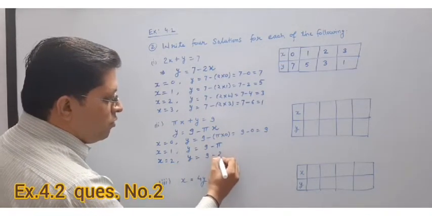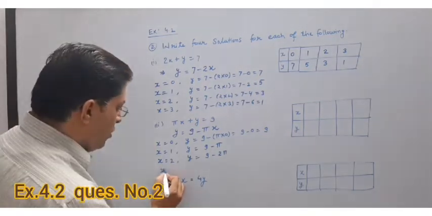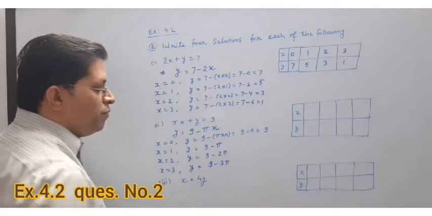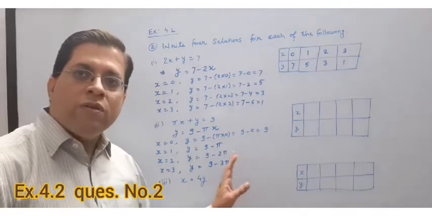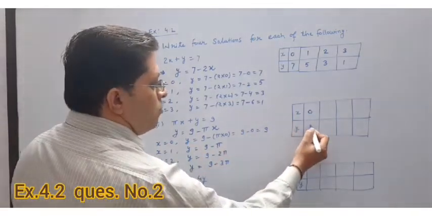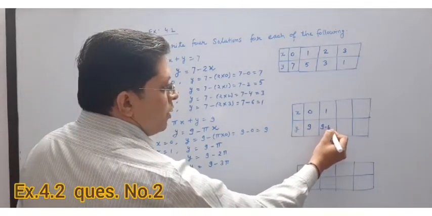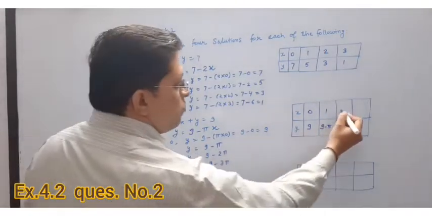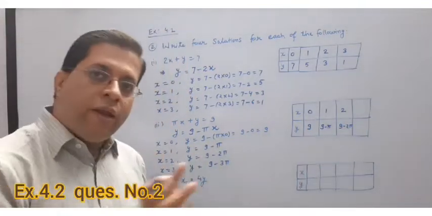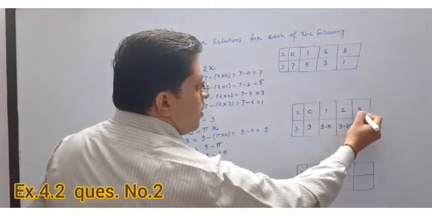X is equal to 2. 2 into pi means this is 2 pi. We cannot change anything. Directly pi is pi only. X is equal to 3. Then what will be y? 9 minus 3 pi. Now these are the 4 solutions. Then put values here. X 0, y is 9. X 1, y is 9 minus pi. X 2, 9 minus 2 pi. Pi is pi. Don't take the value 22 upon 7 or anything. Directly you put the values. These are the solutions of it. Okay, x is equal to 3, this is 9 minus 3 pi.